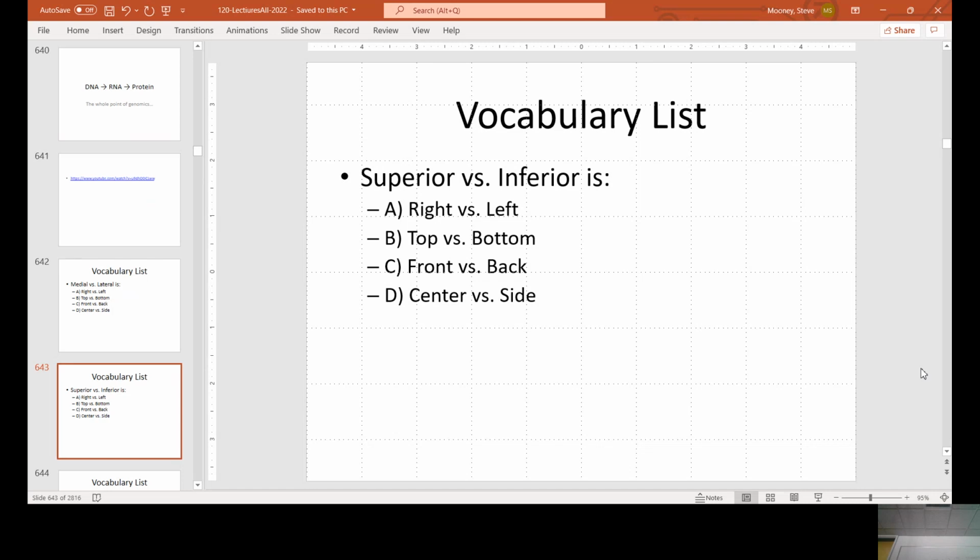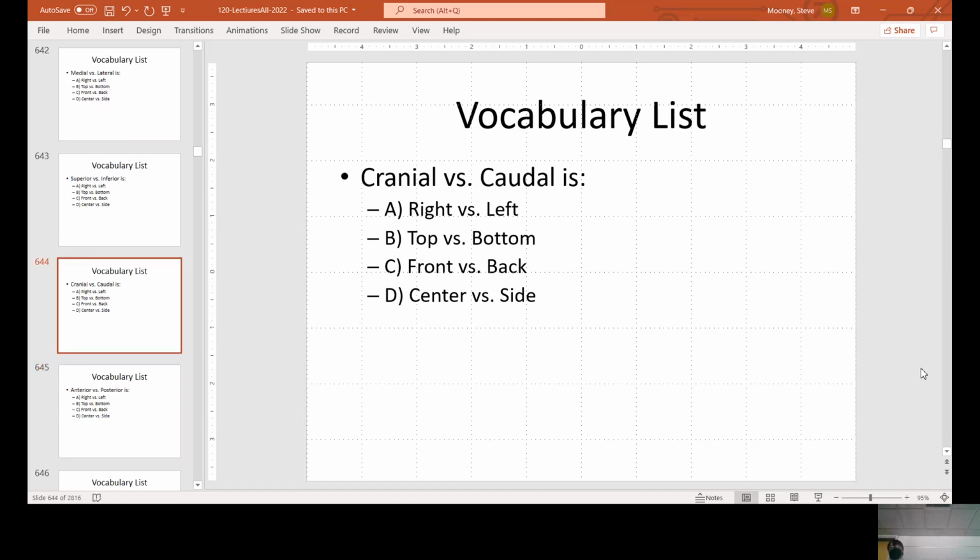Superior versus inferior. Same choices. Probably depends on the creature you're looking for, either B or C. So B would be more appropriate for what? Human. Front and back would probably be more appropriate for our cows. Cranial versus caudal.